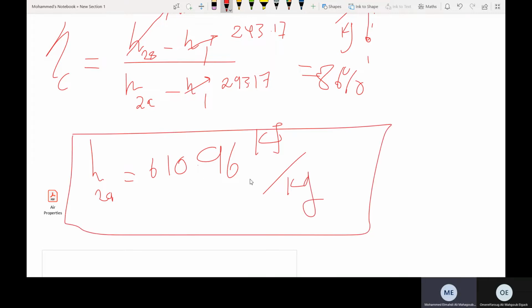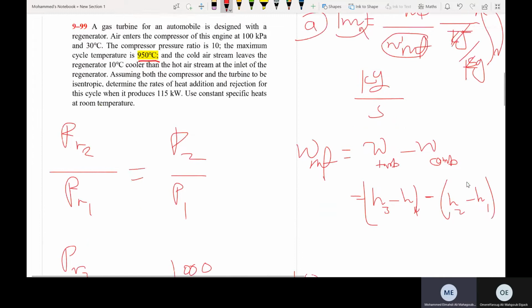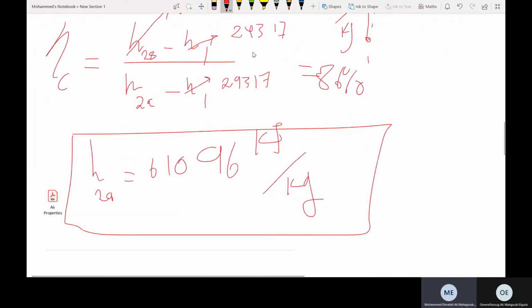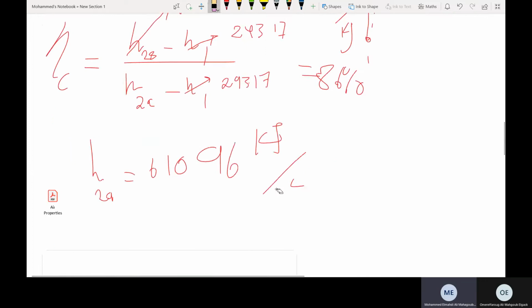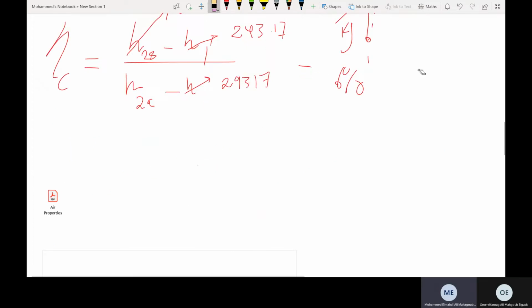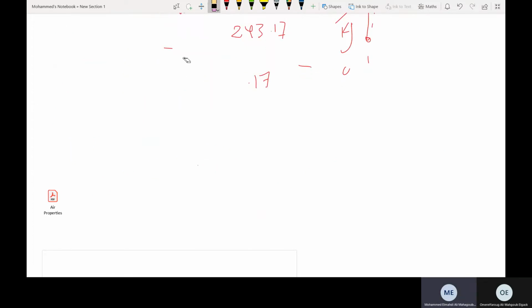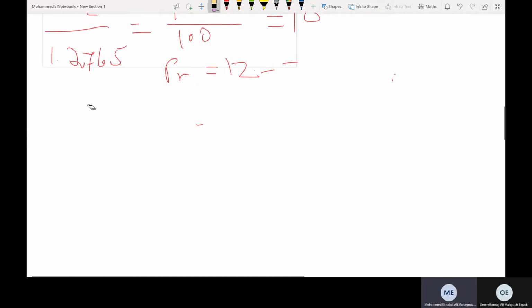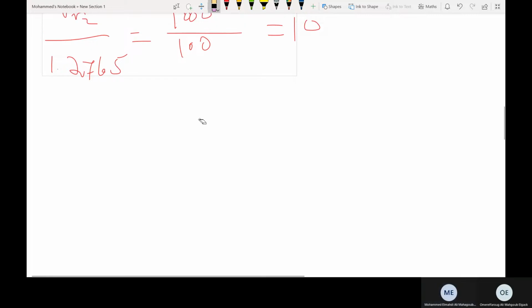So we find H2. Now we have solved half of the problem, because we now know the specific work of the compressor. Now what's the specific work of the turbine? We do the same steps again, just for the turbine side, not for the compressor side. Just a minute, let me erase.